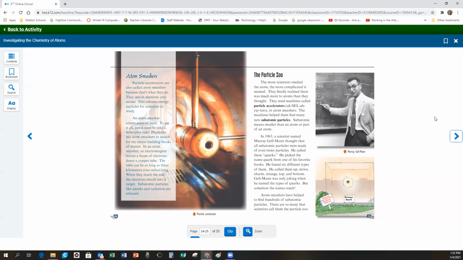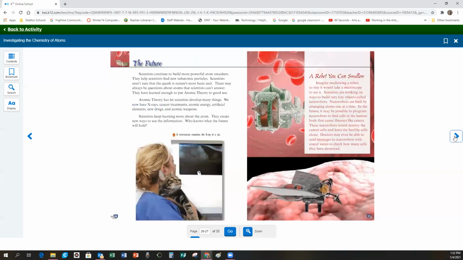Atom smashers have helped to find hundreds of subatomic particles. There are so many that scientists call them the particle zoo. The future. Scientists continue to build more powerful atom smashers. They help scientists find new subatomic particles. Scientists aren't sure that the quark is nature's most basic unit. There may always be questions about atoms that scientists can't answer.